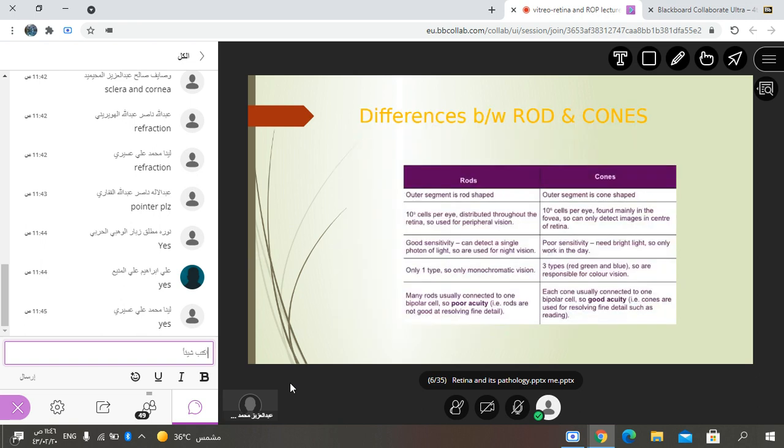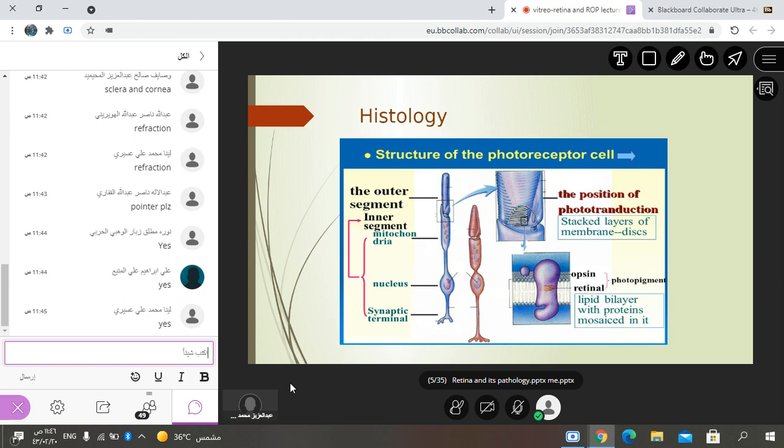Why is this important? Because some of the retinal dystrophies, which are congenital progressive retinal degenerations, sometimes involve only the rods. And the main example of it, what is the most common retinal dystrophy in our country?